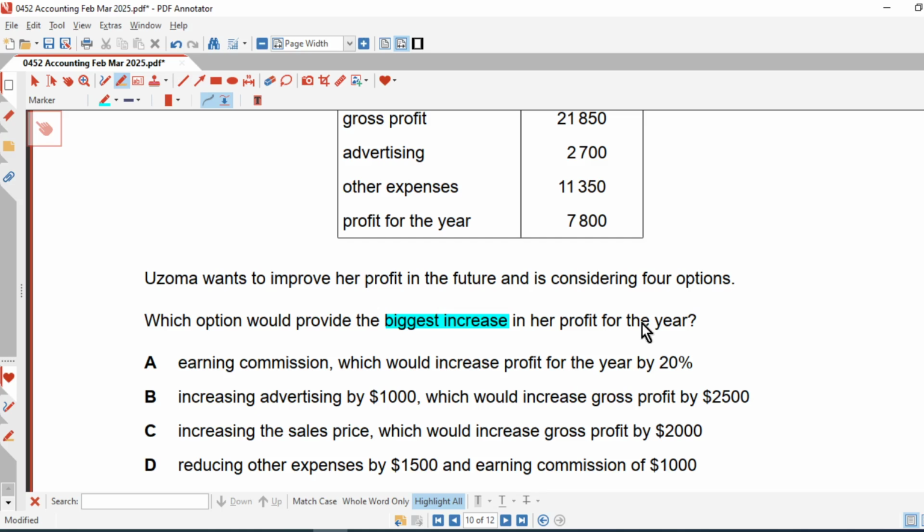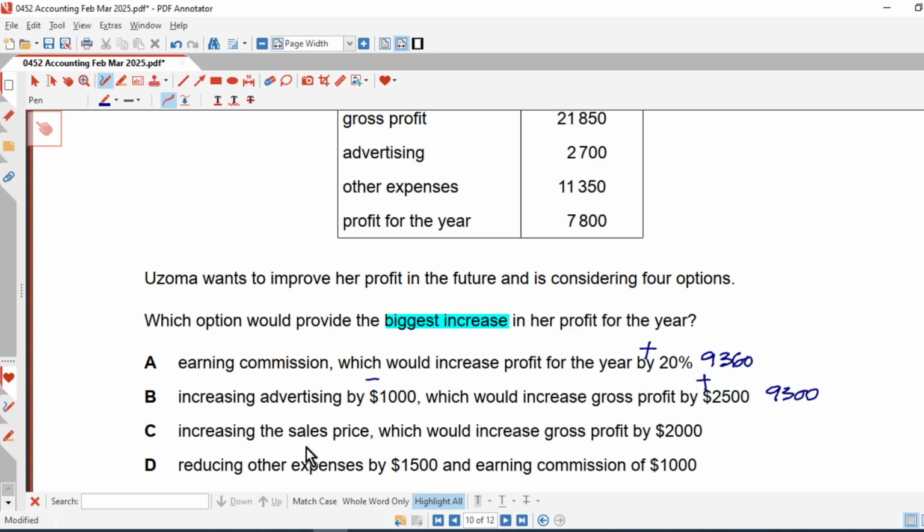So earning commission, which would increase the profit for the year by 20%. Let's think about that. 7,008 plus 20%. How much do you get? 9,360, right? So you just have to add 20% to the profit for the year. Next, increasing advertising by 1,000, so minus 1,000 from your profit, which would increase the gross profit by 2,005. So add 2,005. I know it says gross profit, but it still rolls down to profit for the year. So 7,008 minus 1,000 plus 2,005, you get $9,300. Okay, that's not a good option. A would be better for now, right?